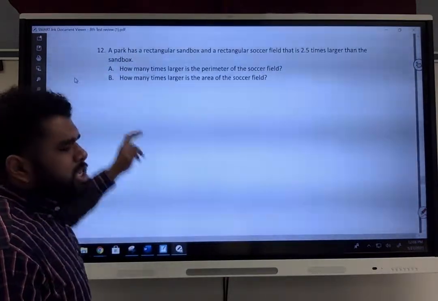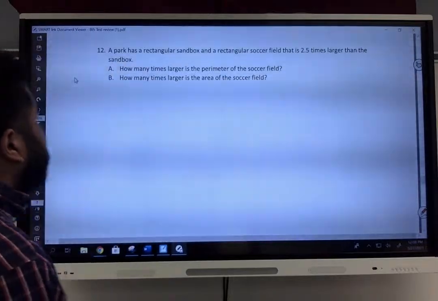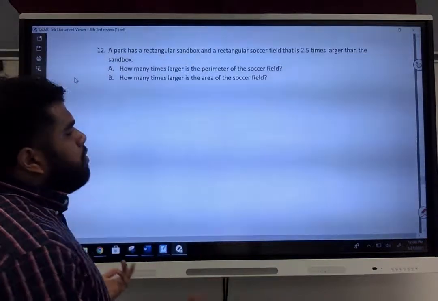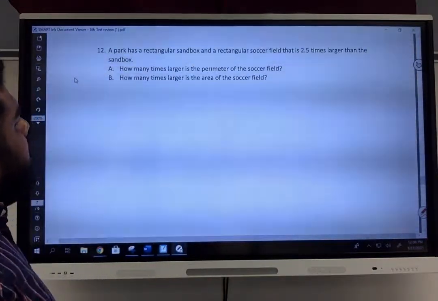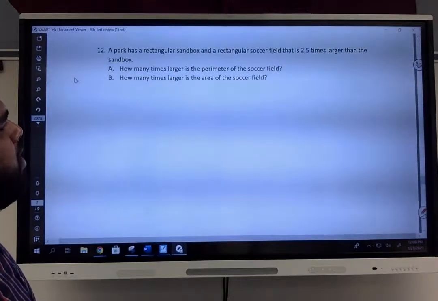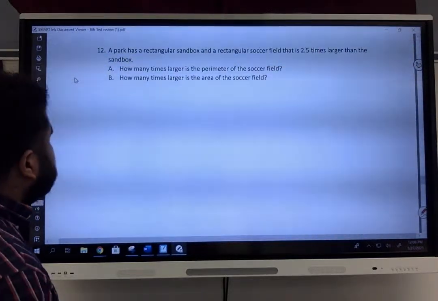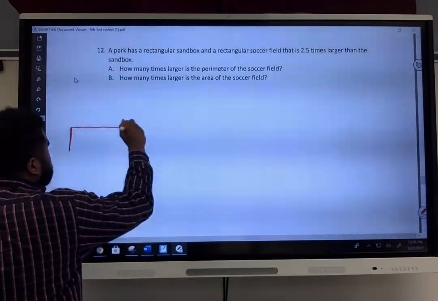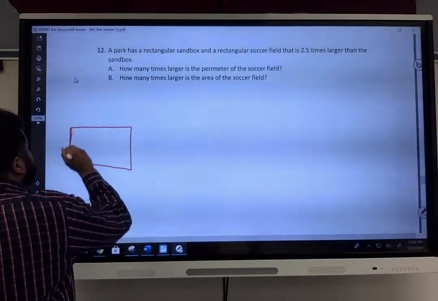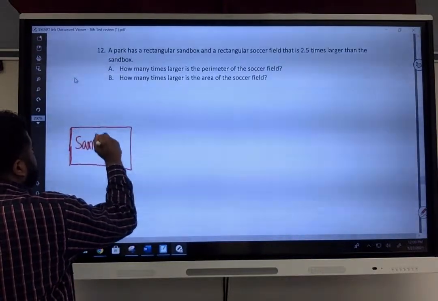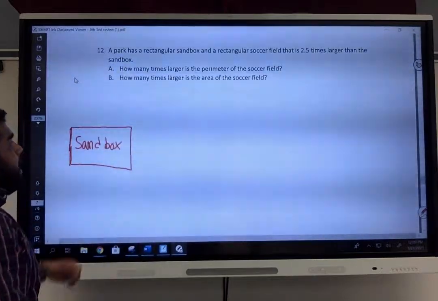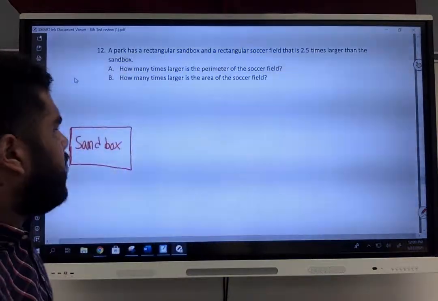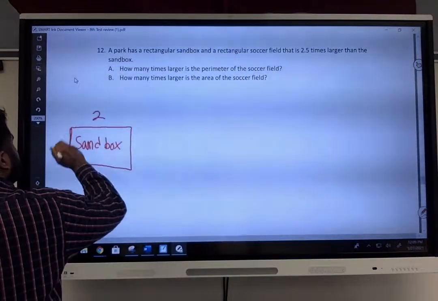So question 12, this gave a little bit of trouble to some of y'all, but let's break it down. A park has a rectangular sandbox and a rectangular soccer field. Okay, so we know that we're dealing with 2 of the same shapes. And the soccer field is 2.5 times larger than the sandbox. So we're going to draw a rectangle, okay? Now this is going to be my sandbox. It doesn't tell us how long the sides are for the sandbox, so why don't we just make up numbers, okay? Let's say that this side is 2 and this side is 1.